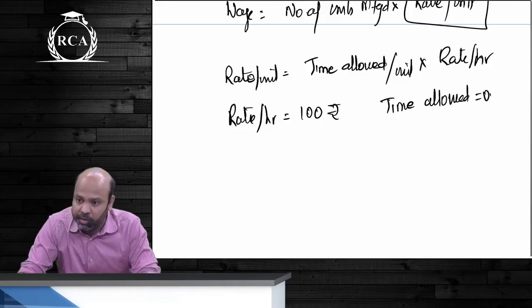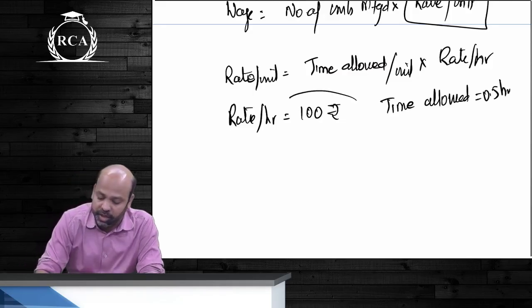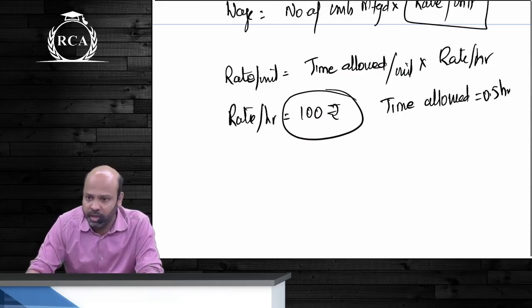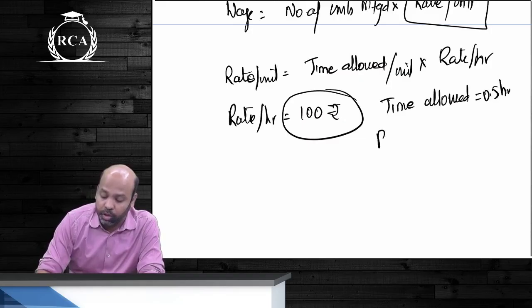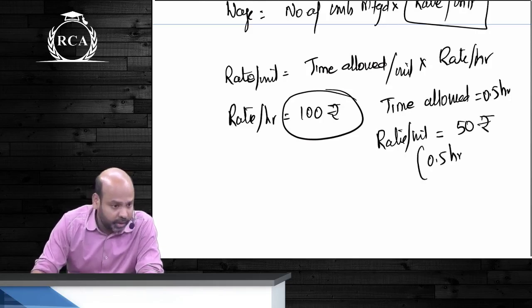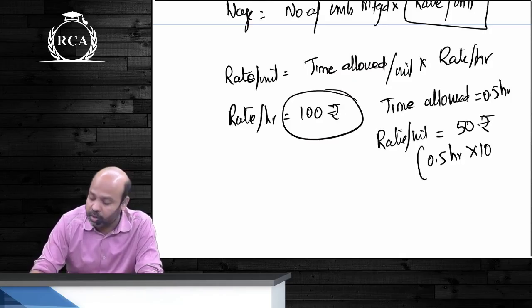If time allowed is 0.5 hours and the wage rate is 100 rupees per hour, what do you think should be the wages for every unit manufactured? For 1 hour, if it is 100 rupees, for 0.5 hours, it will be 50. This is how you compute rate per unit if it is not given. It should always be on the basis of standard time and rate per hour.